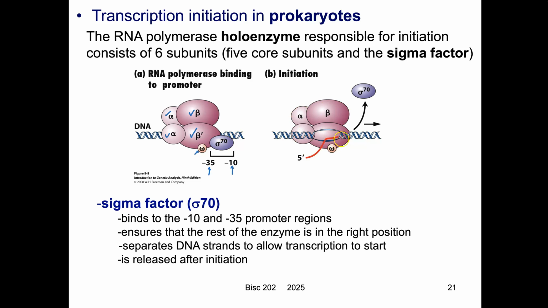So everything's sitting there, the sigma factor binds to the correct sequences, the DNA opens, and when transcription begins, the sigma factor gets released. And then it can bind to another set of subunits and start initiating transcription somewhere else as well. Okay. So this is the rest of the initiation process that we were talking about.